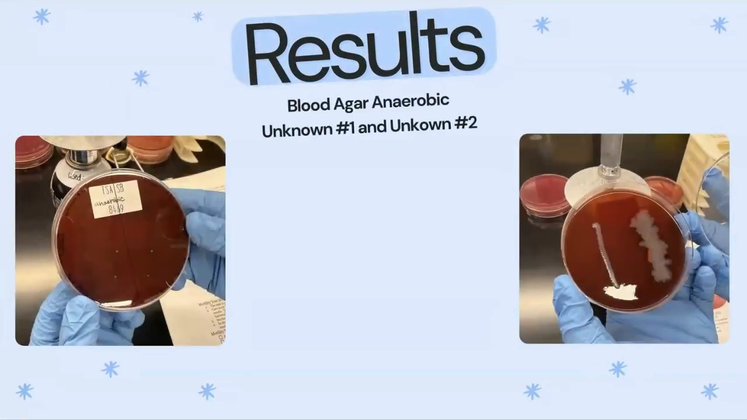When we tested the unknown number 1 and number 2 in the anaerobic conditions, they both experienced growth, both linear. However, one was thin and one appeared to have a thick, cloudy-like appearance that did not seem as defined. And this was the unknown number 1 that was pictured on the right with the growth.